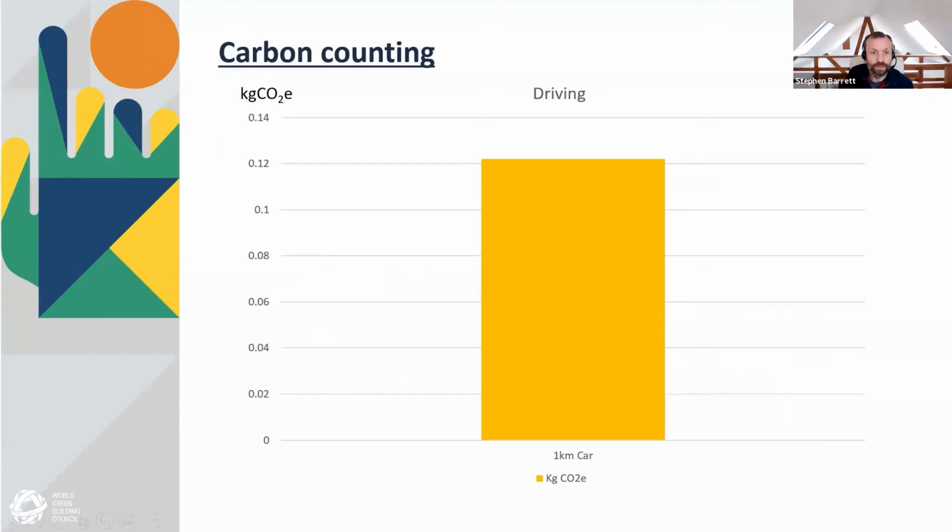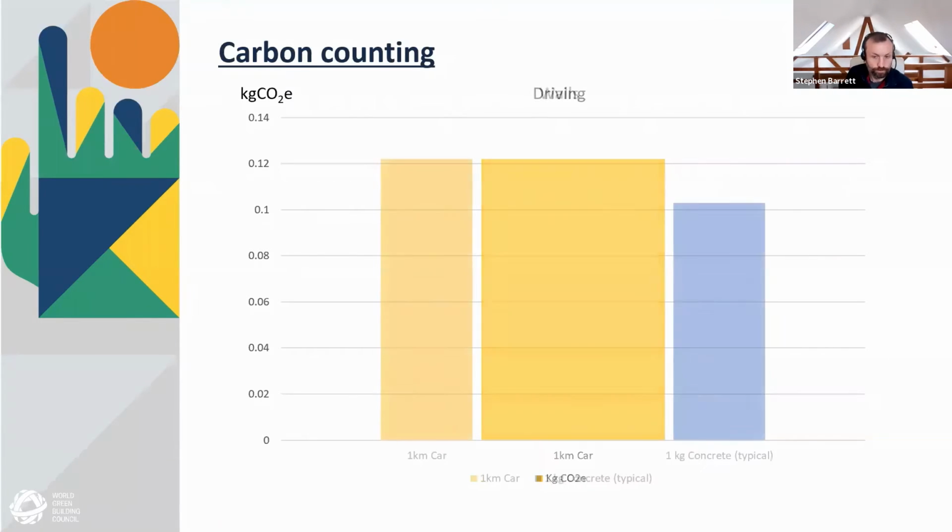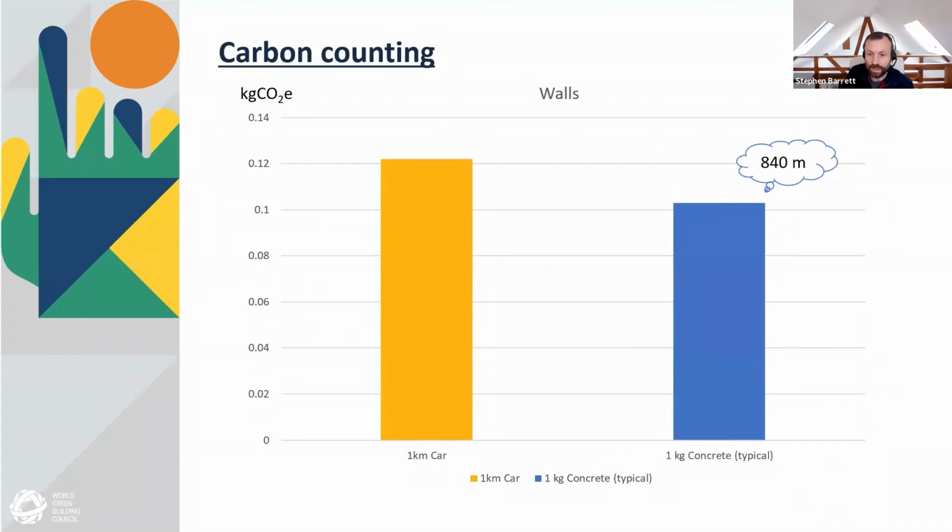So here's our car, 0.12 kilos of CO2 per 1 kilometre. And this is 1 kilo of concrete. It's roughly the same as driving your car 840 meters.